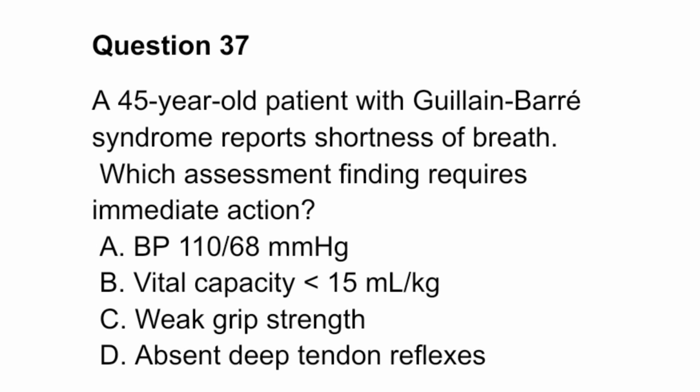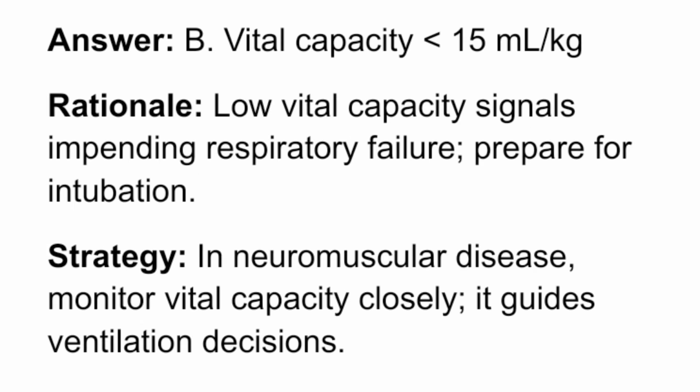Question 37. A 45-year-old patient with Guillain-Barré syndrome reports shortness of breath. Which assessment finding requires immediate action? A. BP 110/68 mmHg. B. Vital capacity less than 15 milliliters per kilogram. C. Weak grip strength. D. Absent deep tendon reflexes.